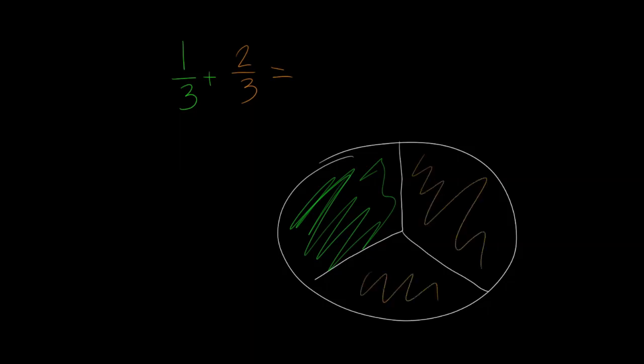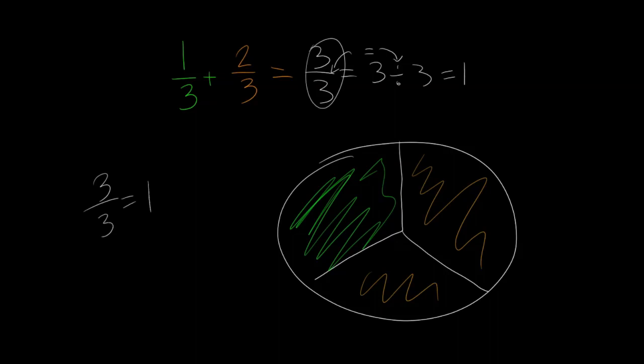You can see this would be equal to 3 highlighted areas out of 3 possible areas. So this is equal to 3 divided by 3. This line is just a fancy way of saying the division sign. Anything divided by itself, except 0, is equal to 1. So 3 over 3 must be equal to 1.